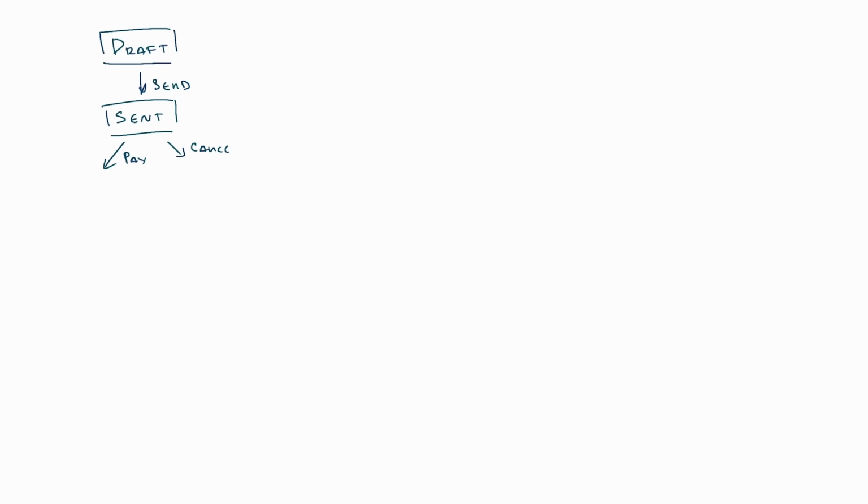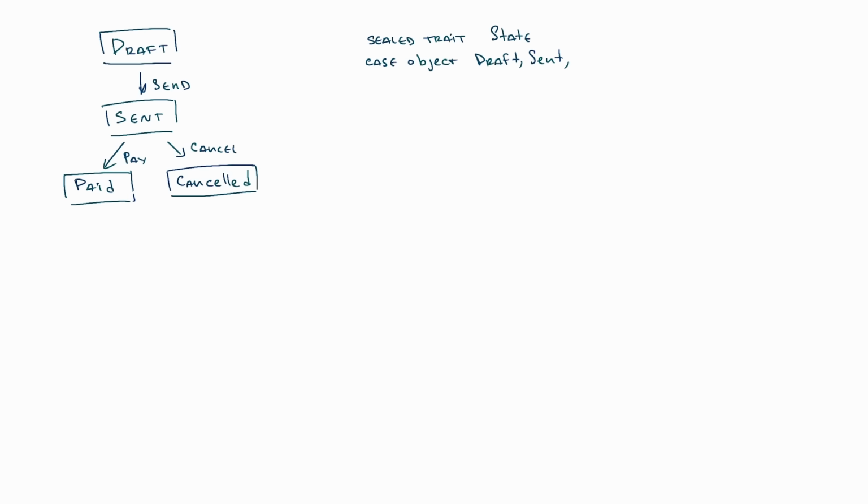Same domain, payments. We start with a draft state, and then you can send an invoice, and then it becomes in a sent state. And after the invoice is sent, you can either pay and get to the paid state, or cancel and get into the canceled state. We can model it with an enum of states, which are draft, sent, paid, or canceled, and an enum for events, which is send, pay, and cancel.